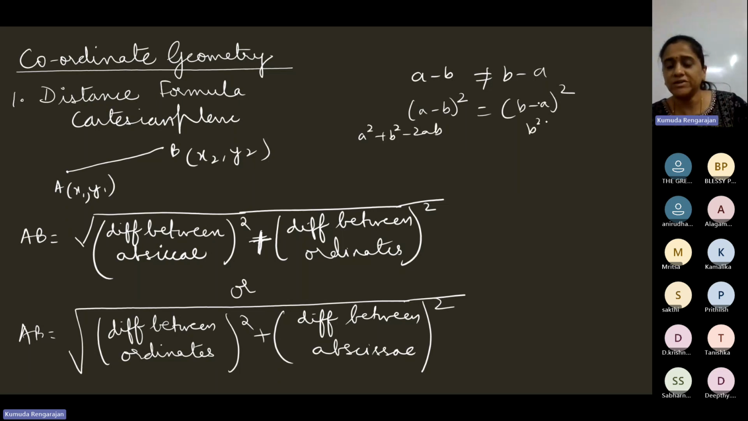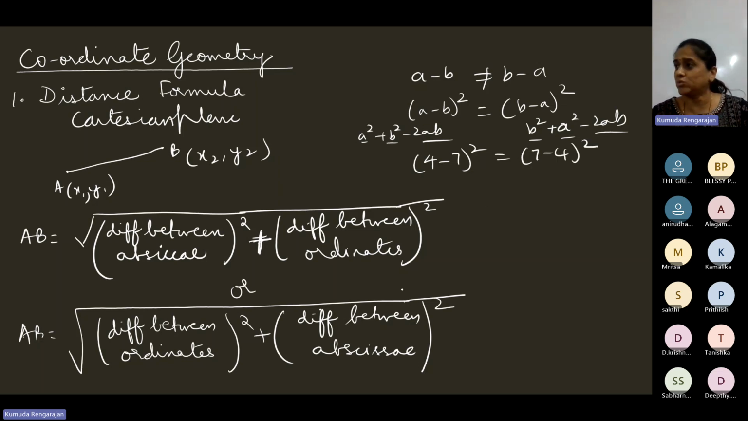Expand this one, B squared plus A squared minus 2AB. You expand both, you'll get the same terms. You'll get A squared plus B squared minus 2AB, B squared plus A squared minus 2AB. The same. And even if you take a numerical example, like 4 minus 7 the whole squared and 7 minus 4 the whole squared, both have the same value.